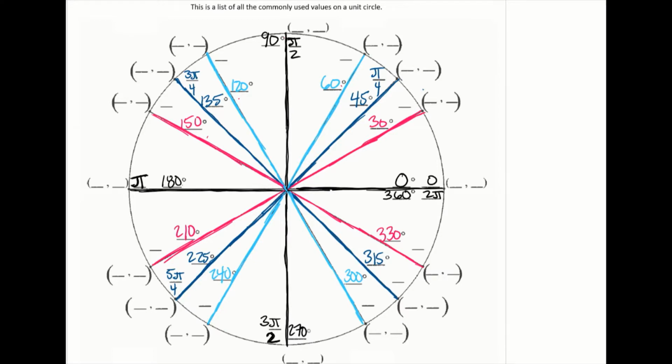3 pi over 2 plus pi over 4 is going to be 7 pi over 4. And then we add one more, that would be 8 pi over 4, which simplifies. 8 over 4 is 2, so it would simplify to 2 pi. So that checks out. So now let's do our 60-degree one.